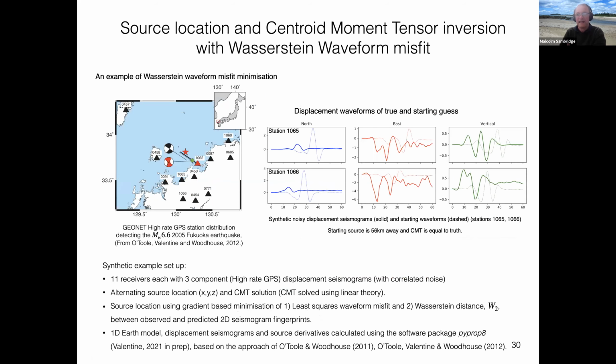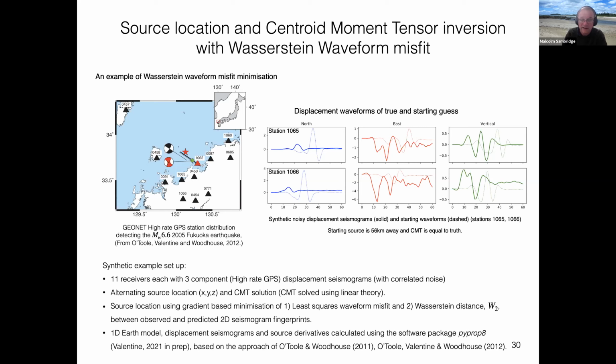Now, generalizing that, my final example before I finish here is more recent work on doing this to waveforms for a regional case in the context of seismic source location and moment tensor inversion. Now, I've given simple examples. Now we have an Earth model. We have a seismic source. We have full seismic waveforms being calculated.